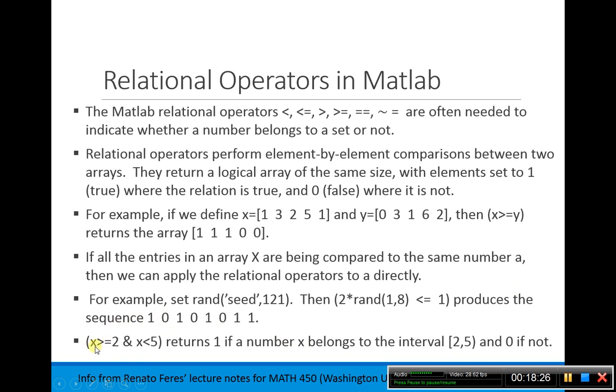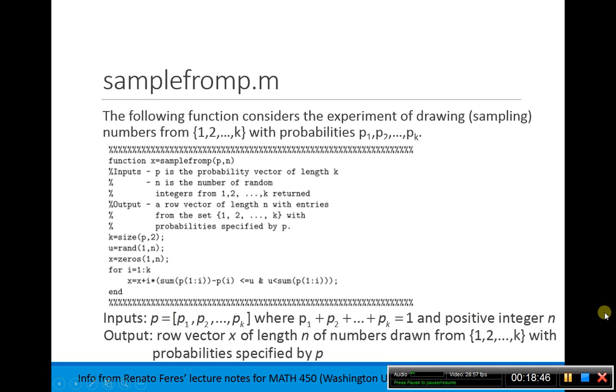We can also see if something's in an interval. So if I want to know if something's between 2 and 5, and can be equal to 2, then I use this command. I want to know x is greater than or equal to 2 and x is less than 5. So it returns a 1 if the number is in the set and a 0 if it's not. Okay, so that is used in this code here.